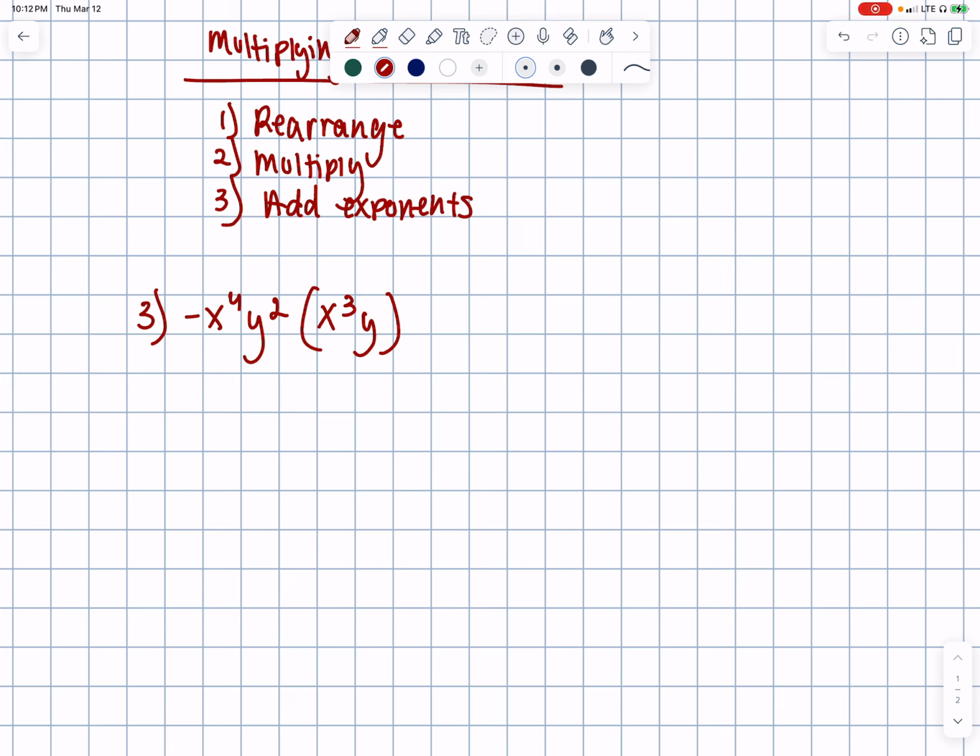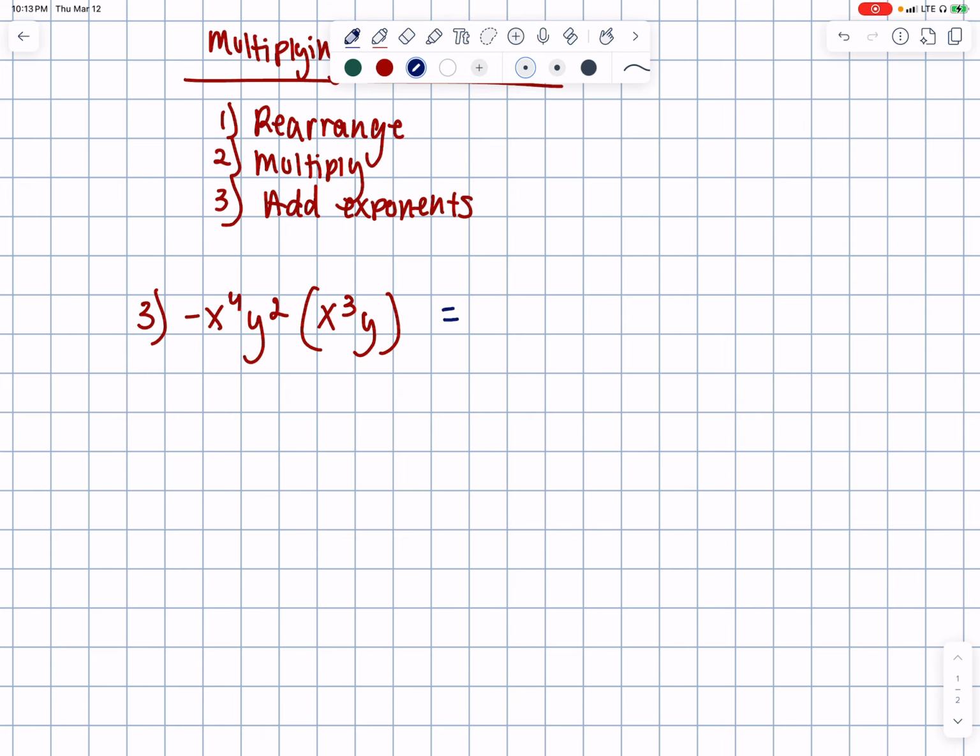The reason why it's grouped this way is so you can see the grouping, okay? Because if I just had negative x to the 4th, y to the 2nd, x to the 3rd, then y, you would blow up. I know you will. So that's why it's grouped, so it's not so hard on the eyes. So let's go ahead and solve.